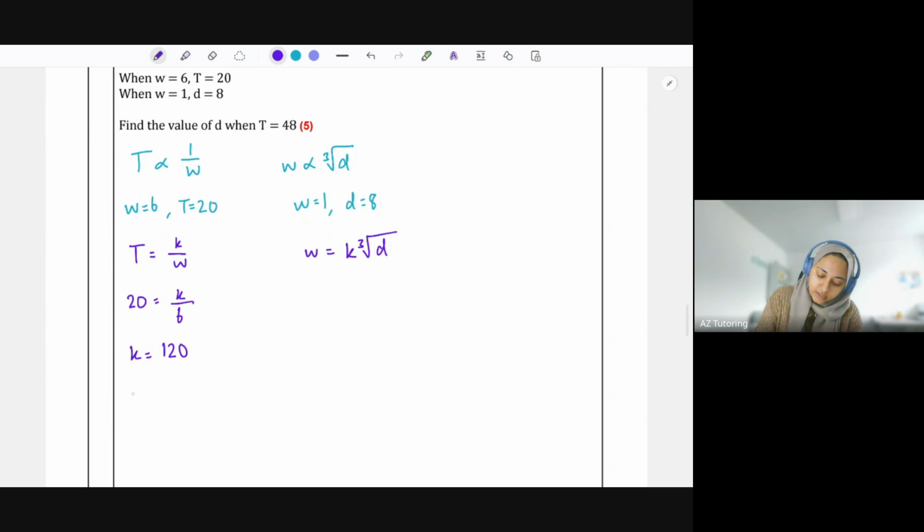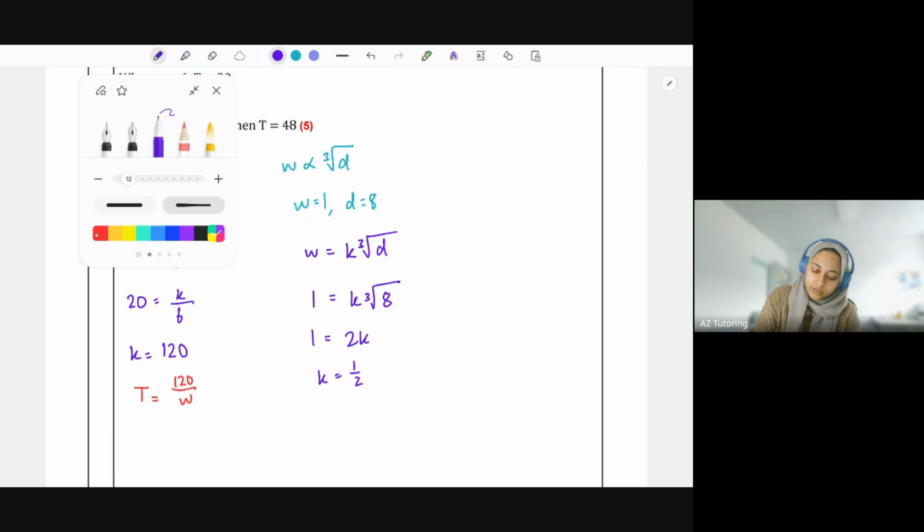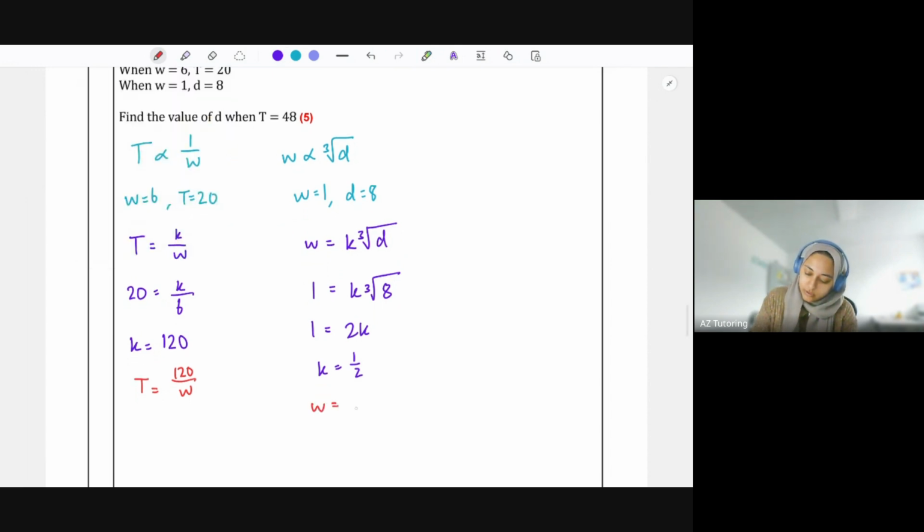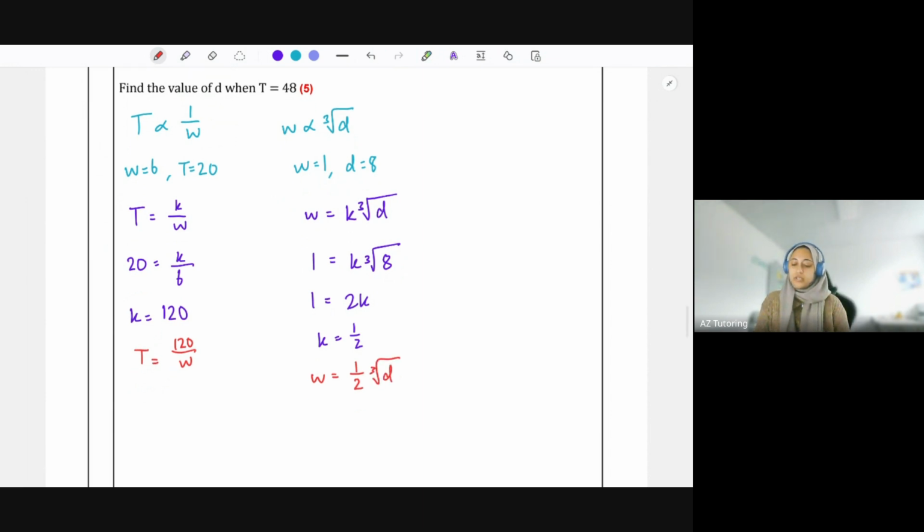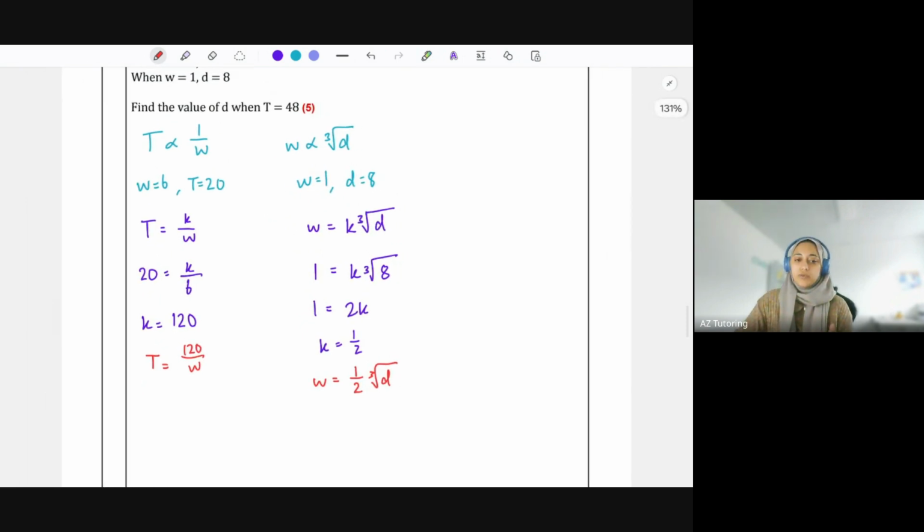So I can substitute back into the equation. I've got t equals 120 over w. Let's do this one now. When w equals 1, we've got k times the cube root of 8. So the cube root of 8 is 2, so we could just say 2k. To get k by itself, I'm going to divide 2 to the other side, so I get a half. So I can plug that into the equation above. I get w equals k, which is a half, times the cube root of d. Okay, so we've got both equations and we've found k as well.